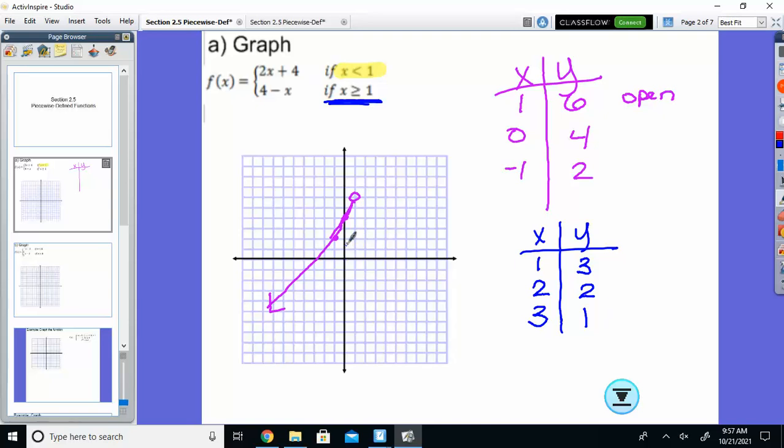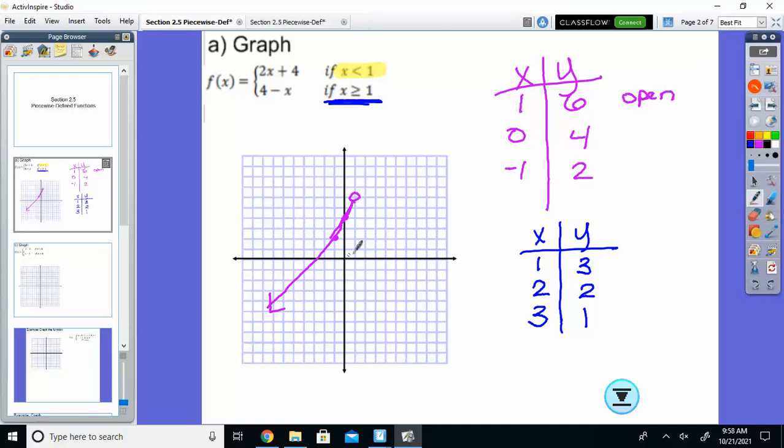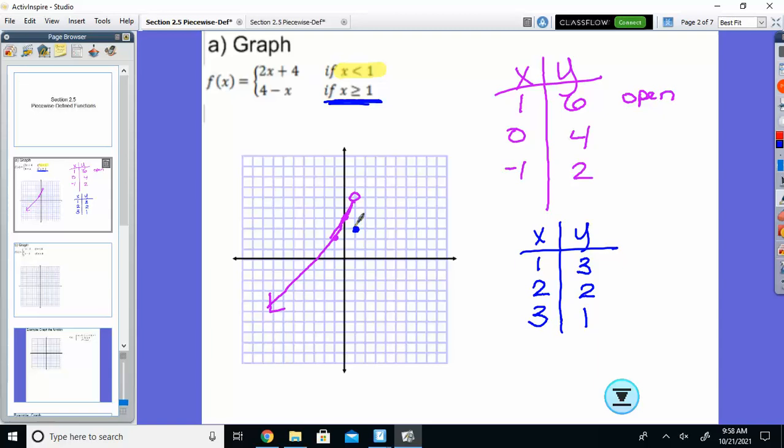So then on my graph, I have (1, 3). Oops, put it in the wrong spot. So (1, 3) is closed. Again, if it's a function, you can't have 2 closed circles there. It has to pass the vertical line test. Then (2, 2), (3, 1). This one started here and it continued for x's greater than that. So we'll go this way.